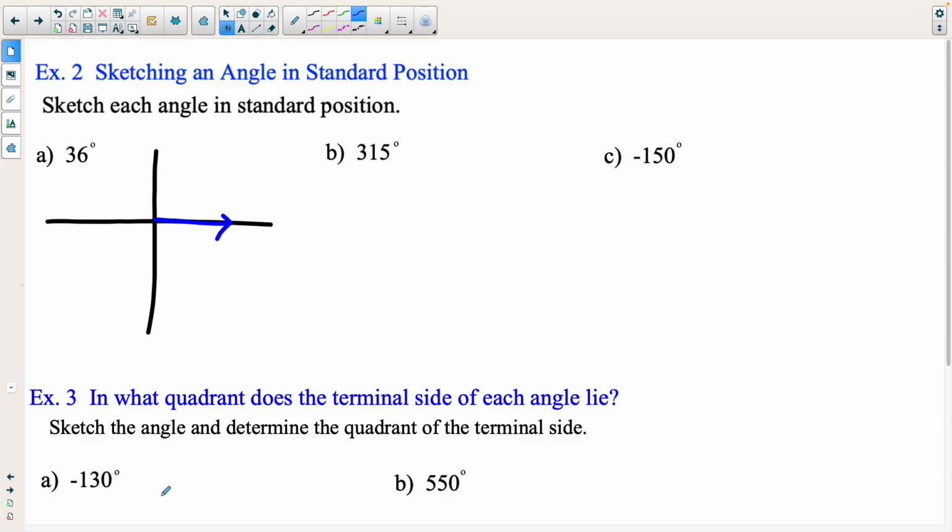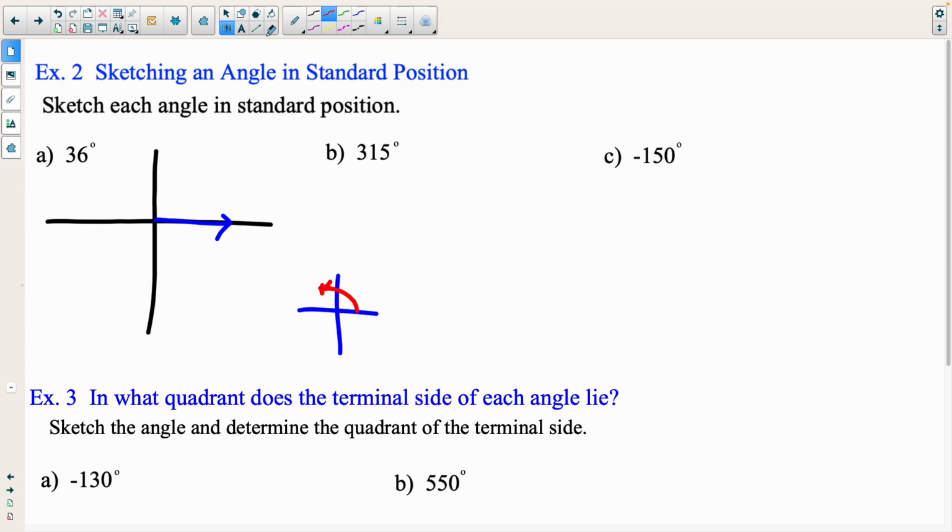Okay, I don't ever teach it this way, but somebody will just suddenly be like, all right, that's my angle. I'm like, well, you're missing the initial side and the terminal side that actually fit that angle, right? So you just want to make sure that you're drawing the initial side, the curved arrow to the terminal side.